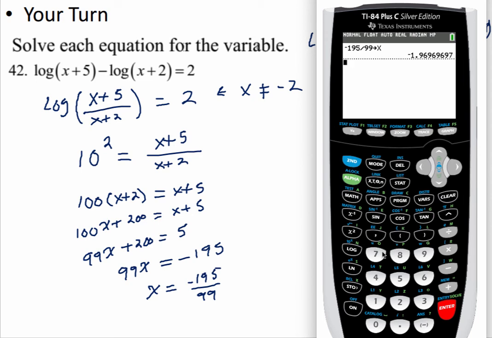So you're going to take log of x plus 5. Notice x is negative 1.96 blah, blah, blah right now. That's what we did by storing it there. Plus 5. And subtract from that logarithm of x plus 2. And if the gods are with us, it's going to come back 2. Bada bing, bada boom, it worked, okay?